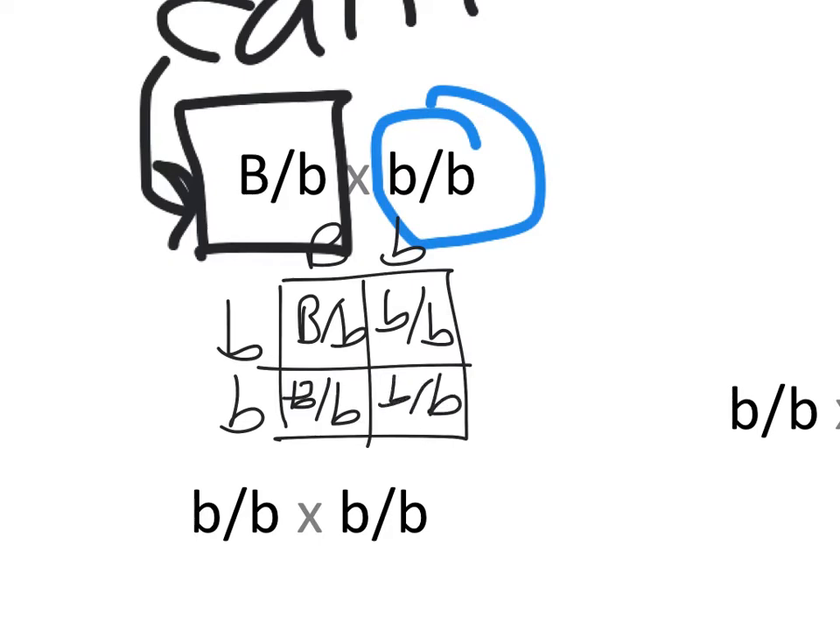So if lowercase b is dominant, all of these people have a lowercase b, so they'd all be wild type. If capital B is recessive, this obviously doesn't make sense for brachydactyly because we know it's a dominant disease. But we are going to be looking at recessive disorders, so that's where we're heading with this example.